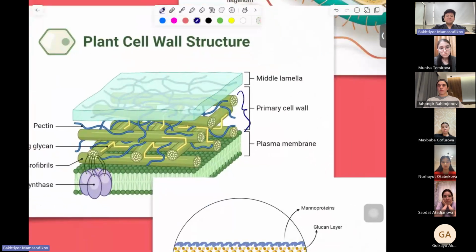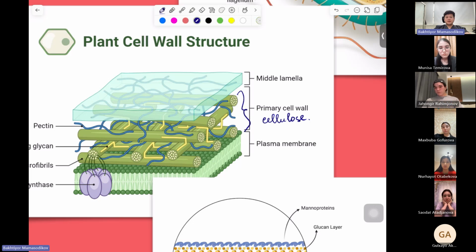And the plant cell wall, this is the plant cell, and in the plant cell we have the cell wall, which is called cellulose. Okay, the cell wall of the plant is called cellulose.